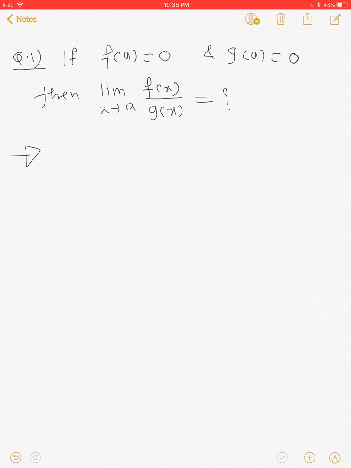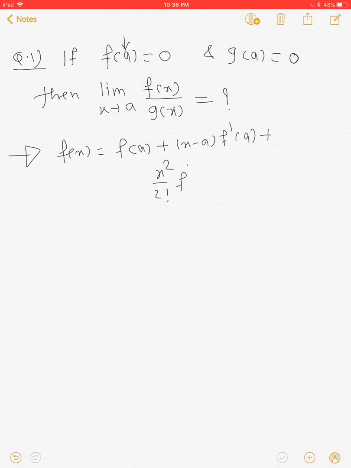So here we are expanding the given function in the neighborhood of point a by using Taylor series expansion. That is, we know that if f of x is any given function and it is nth time differentiable, then its Taylor series expansion is f of x is equal to f of a plus (x minus a) into f dash of a plus (x minus a) square by 2 factorial f double dash of a, and so on.